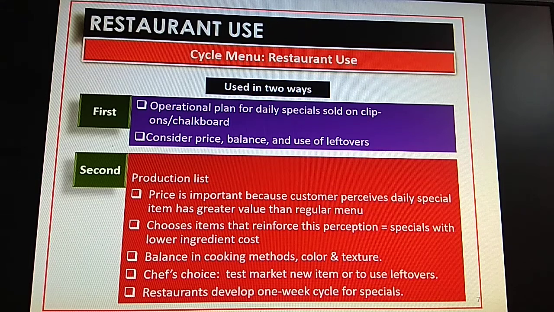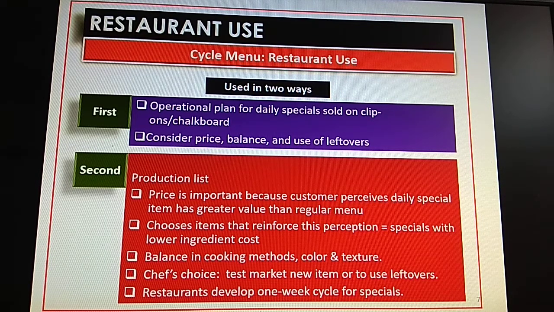Cycle menus in terms of restaurant use are used in 2 ways. The first one would be in an operational plan for daily specials sold on clip-ons and chalkboard. Basically on a regular basis for daily specials. So the cycle menu is being used based on what kind of product is available on that particular day. As an example, the ingredients available on that day would be fish and poultry. These 2 would be made into menu items, offered as daily specials, and written on clip-ons and chalkboards.